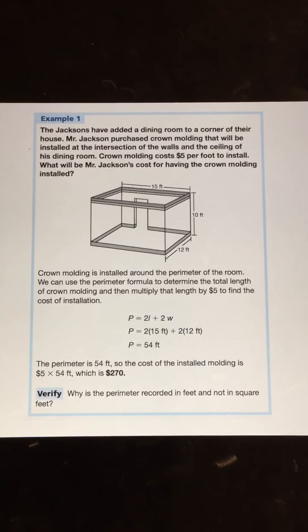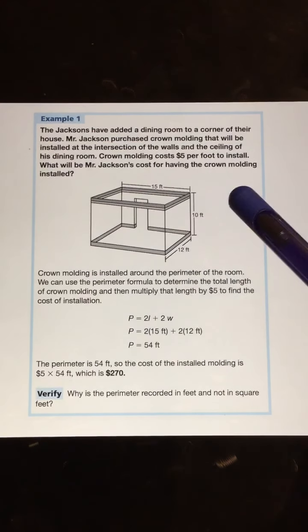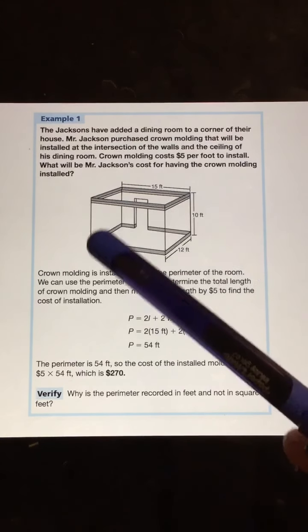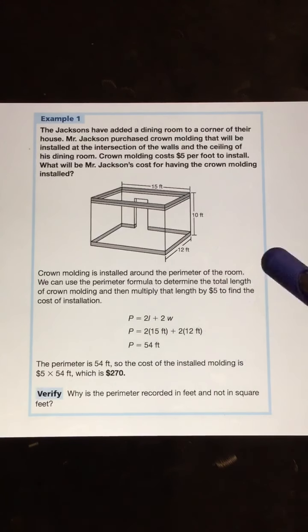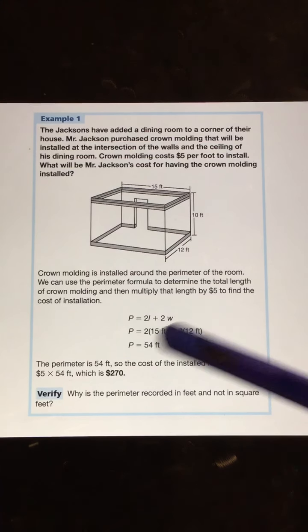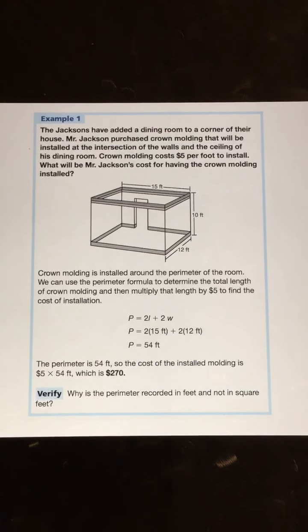So the first thing we have to do is figure out what the perimeter is. All right, so we have 2 times the length, 2 times the width, right? So 2 times, we can see the length is 15. So 2 times 15 and 2 times 12. So 2 times 15 is 30. 2 times 12 is 24. Add those two together and we get 54. Then we need to multiply that times 5, right? 54 feet times 5, and it costs $270 for him to have crown molding put in.